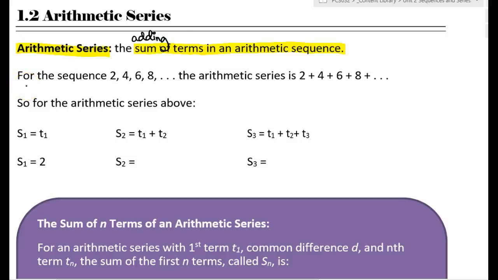So going back to the sequence that we started with in our previous lesson, we're looking at 2, 4, 6, 8, 10, etc. And remember that dot, dot, dot was so important because it kept going to infinity. When we write the arithmetic series, we're going to do the same thing. So we're going to do 2 plus 4 plus 6 plus 8 plus everything after it. So we still include that dot, dot, dot.